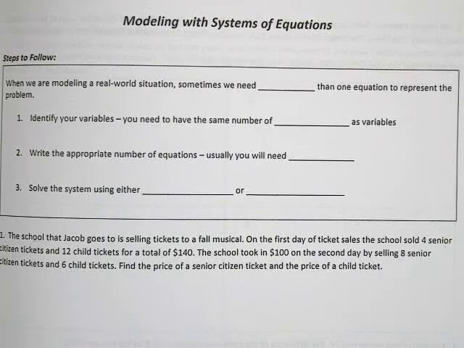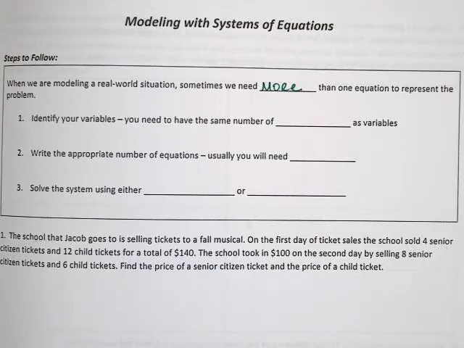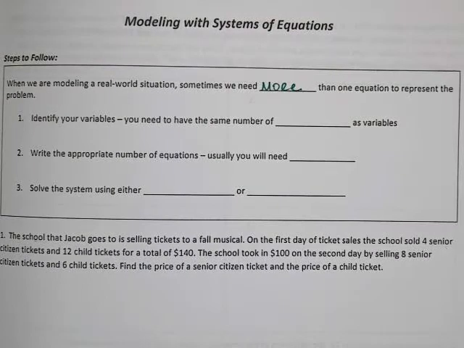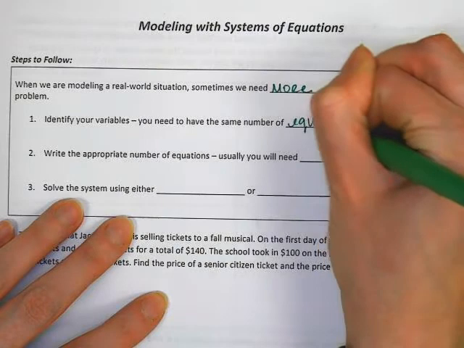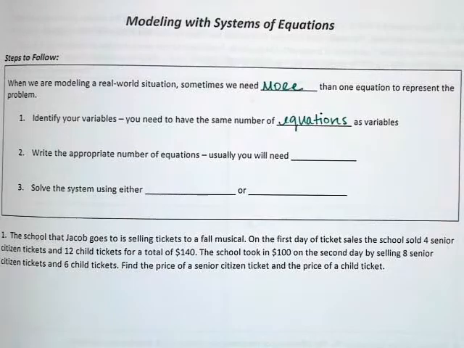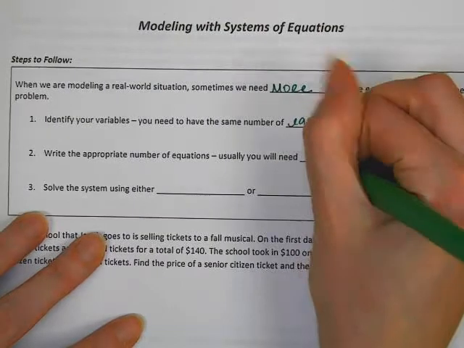All right, guys, now we get into our real world problems, modeling with systems. So where would this come up in life? When we're modeling a real world situation, sometimes we need more than one equation to represent the problem. So first step, identify your variables. You have to have the same number of equations as you do variables. And then step 2, write the appropriate number of equations. You will usually need 2 for these.